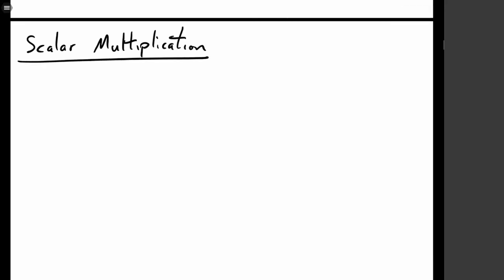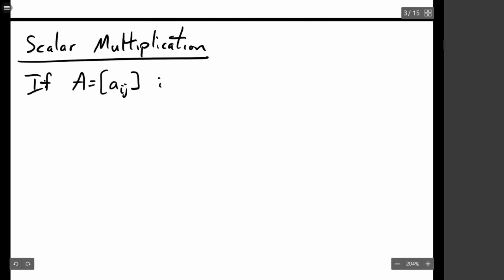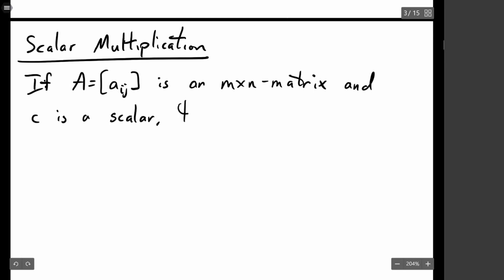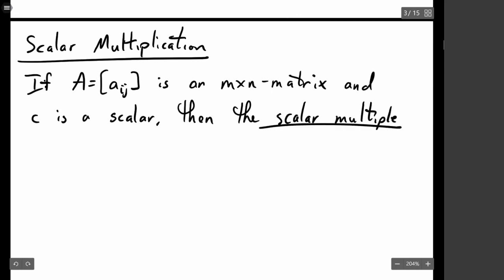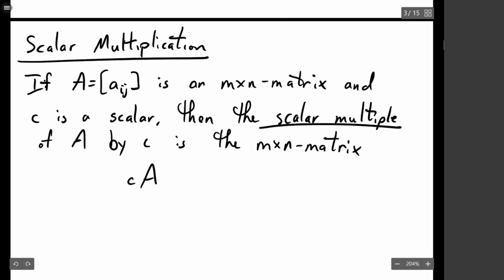So what is scalar multiplication? Well, if A equals [Aij] is an m by n matrix, and C is a scalar, then the scalar multiple of A by C is the new m by n matrix that we call C times A.